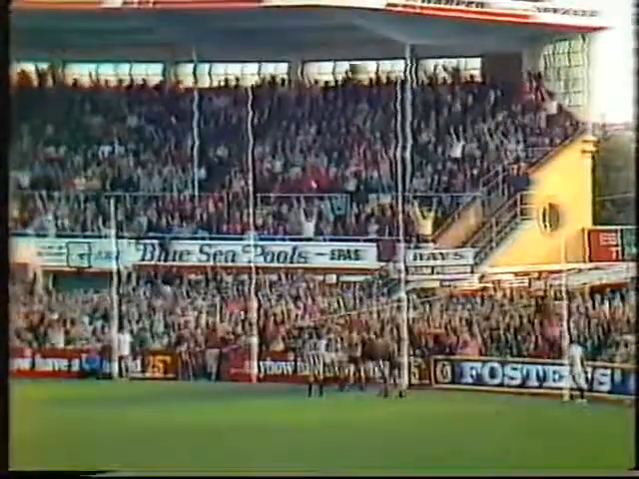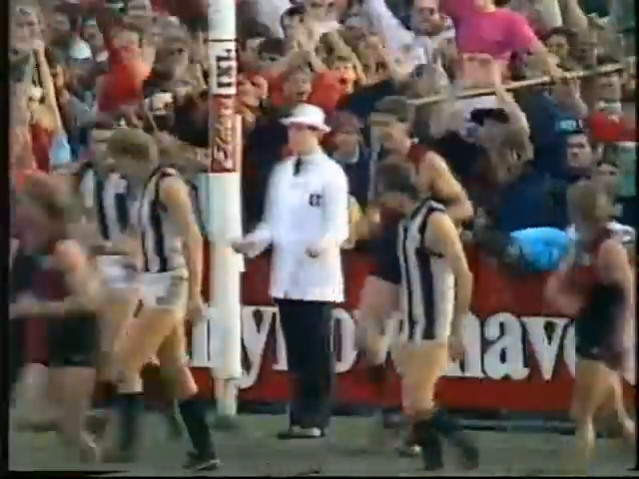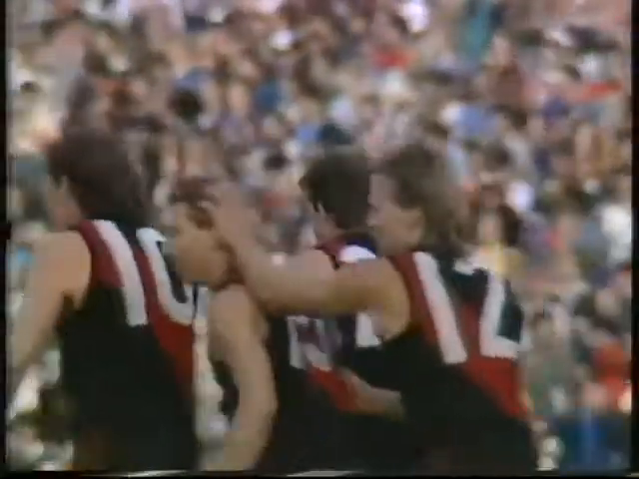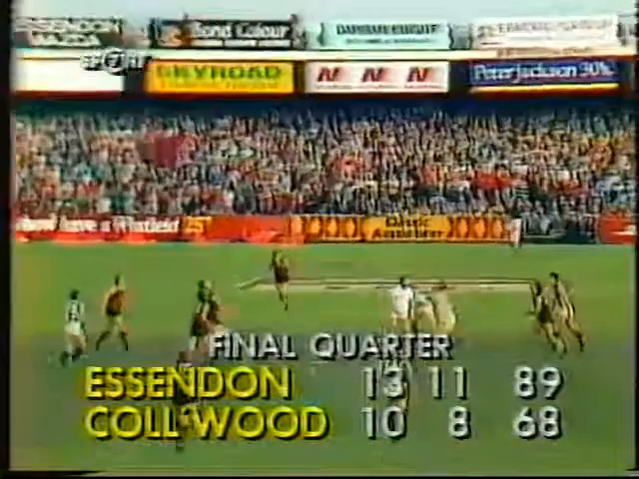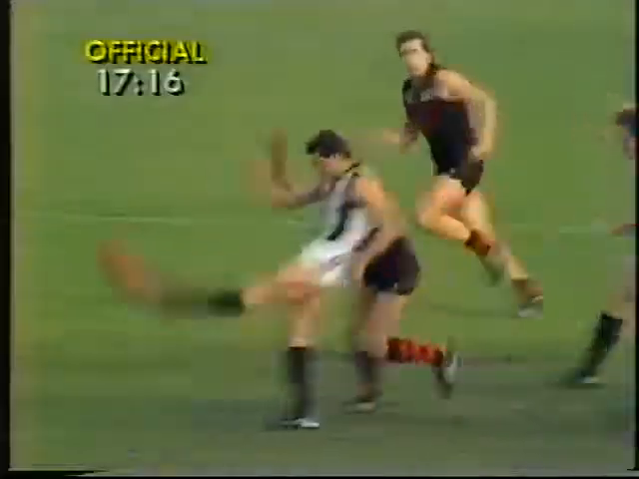The drop punt is on its way. Duckworth has done it. The Bombers are flying high. By about a third of the way through the last quarter.